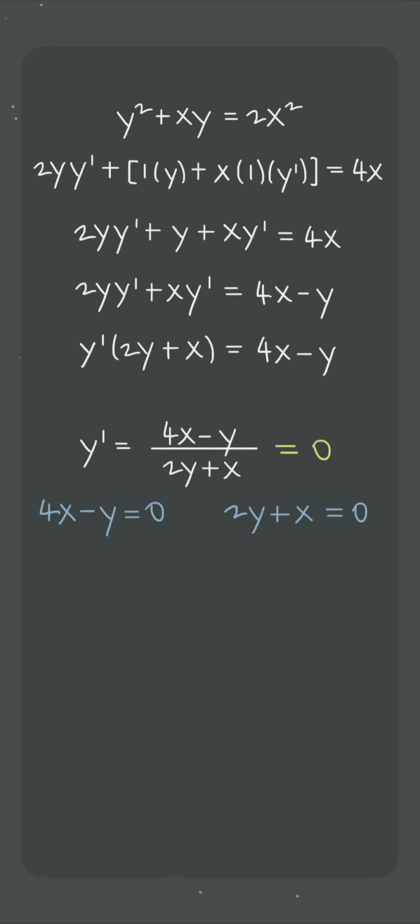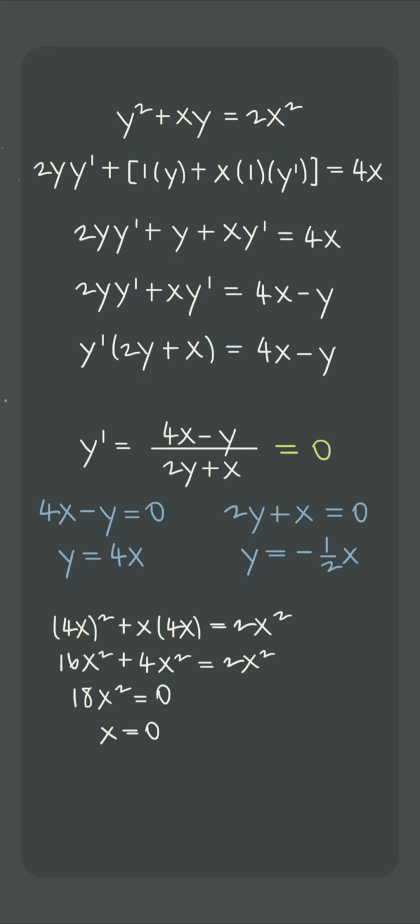Now, 4x minus y equal to 0 would make this equation true, and 2y plus x equals 0 would make this equation undefined, so we investigate both equations and solve them both for y. Then we take each value that we find and plug it back into this original equation.